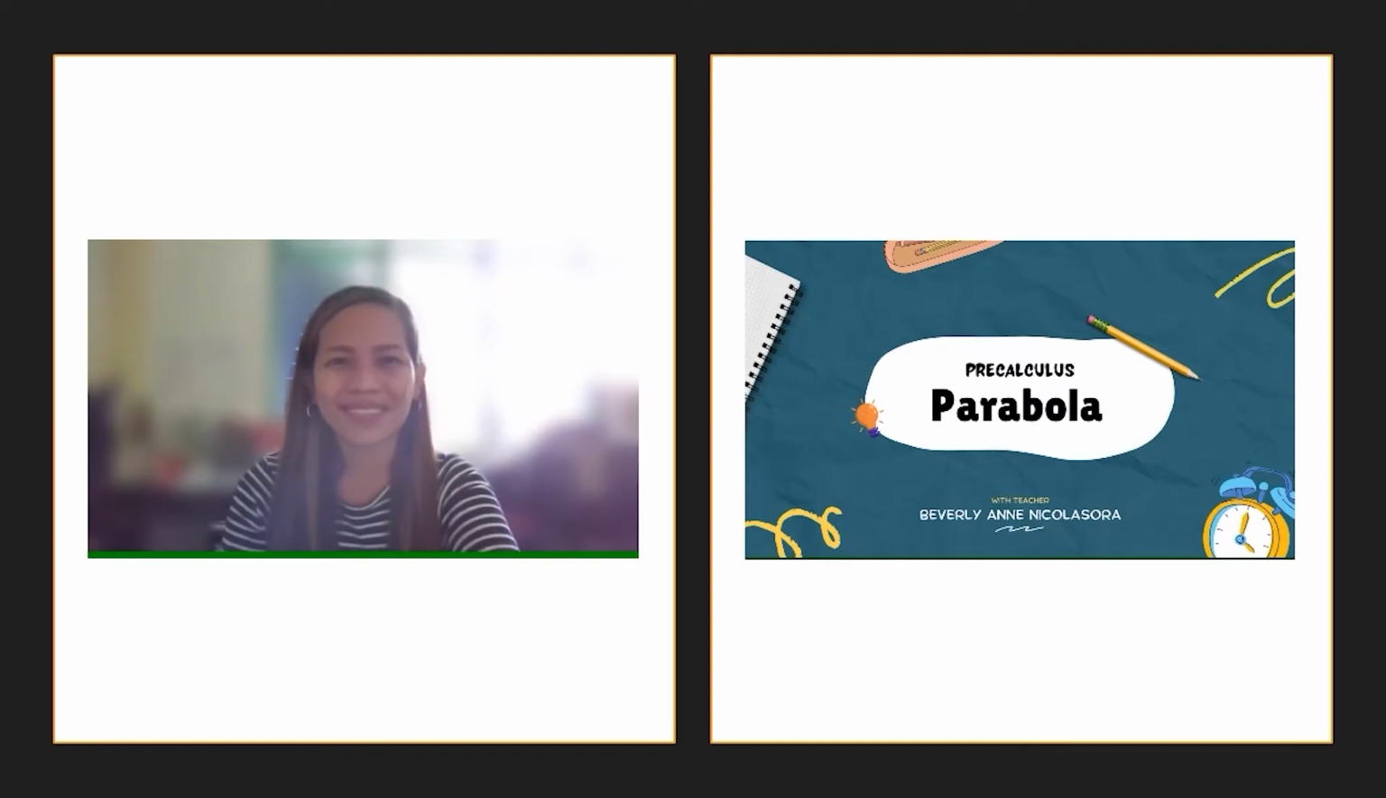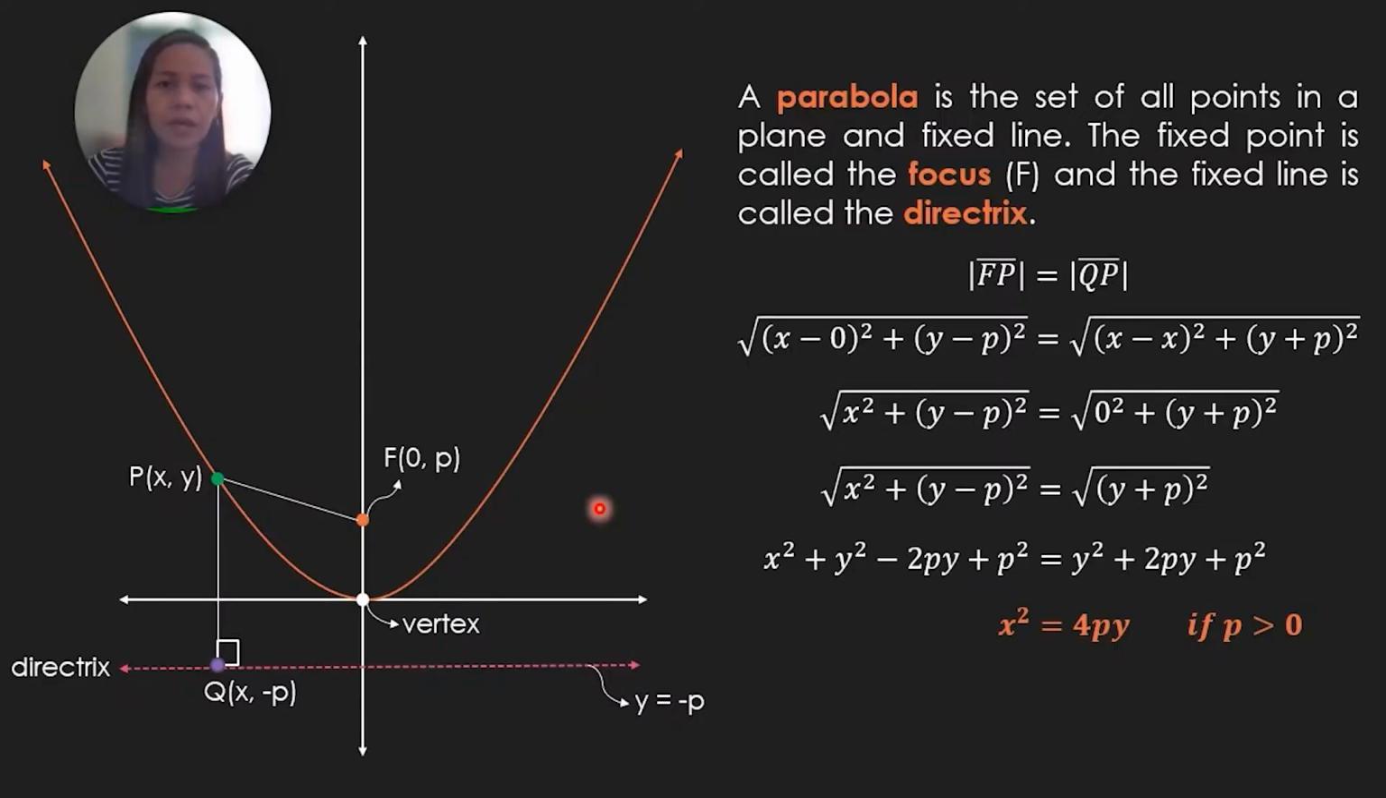So let's start. We are now in the topic about parabola, and of course before we proceed to other activities or tasks, it is always important that we understand the fundamental concept about parabola. So we have to understand first the definition of a parabola. A parabola is the set of all points in a plane equidistant from a fixed point and a fixed line. The fixed point is called the focus, and the fixed line is called the directrix.